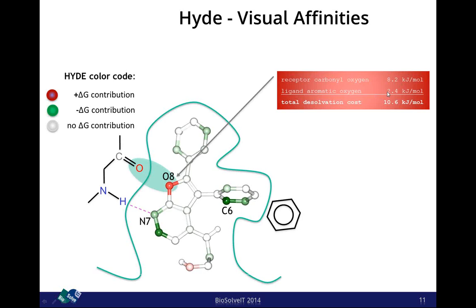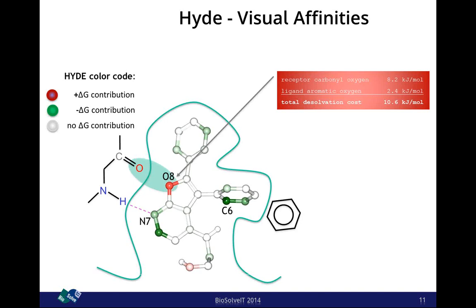Both these atoms pay a penalty for being desolvated and not making a hydrogen bond. So that is a total desolvation cost, as we call it, of 10.6 kilojoule per mole, which is very much in agreement with the literature about strengths of hydrogen bonds. But it is also very intuitive. Everybody knows that it's not a good idea to bury a hydrogen bonder in the binding interface without making an interaction, and worse so if you have two pointing to each other.